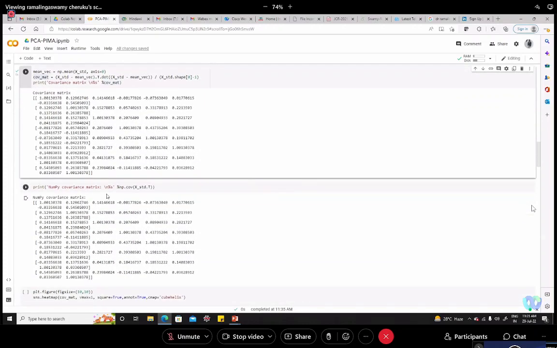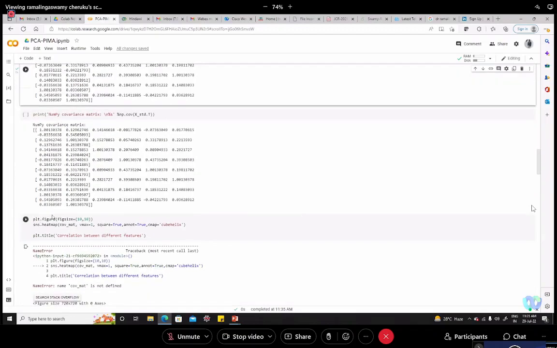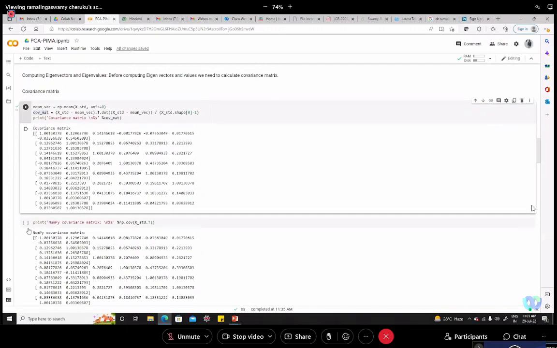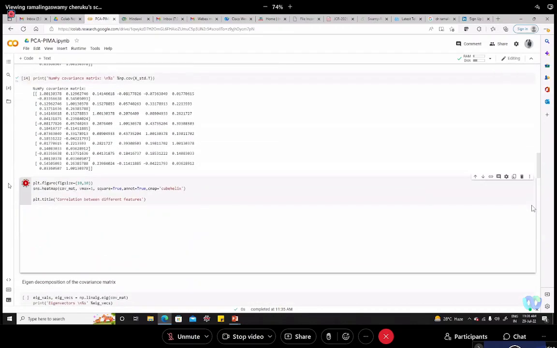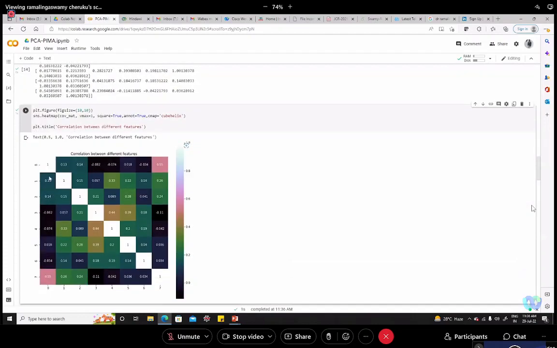Now once we get this, the covariance of the individual features with themselves will be maximum, 1, and the remaining are in between 0 and 1, or minus some other values. I kept this same information in a table matrix form.